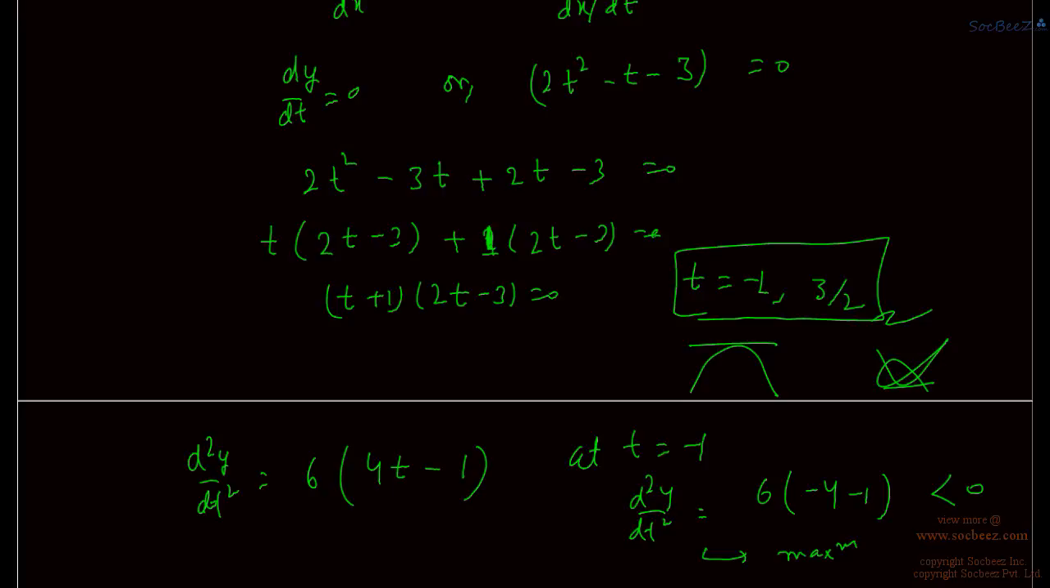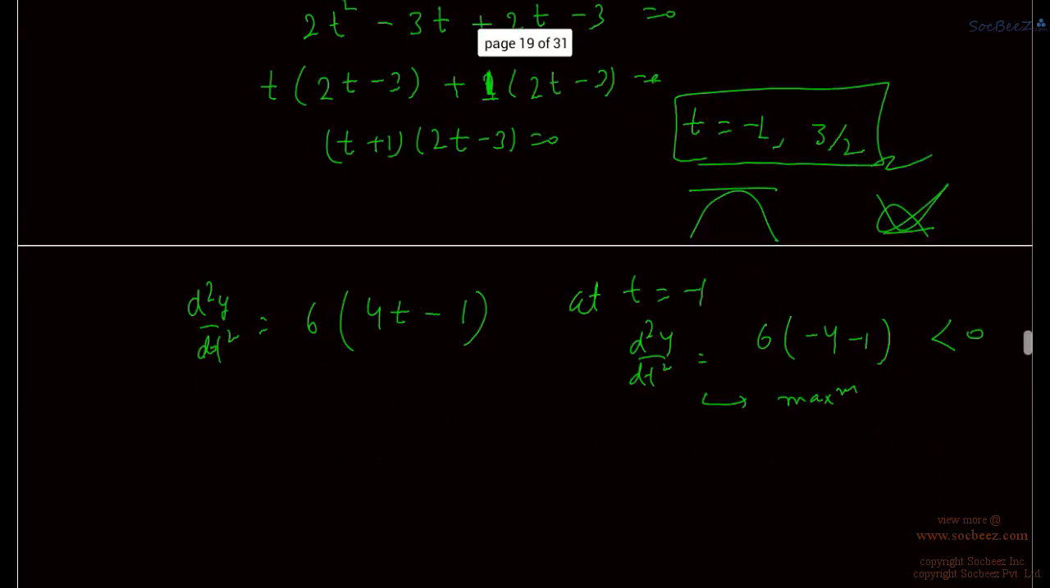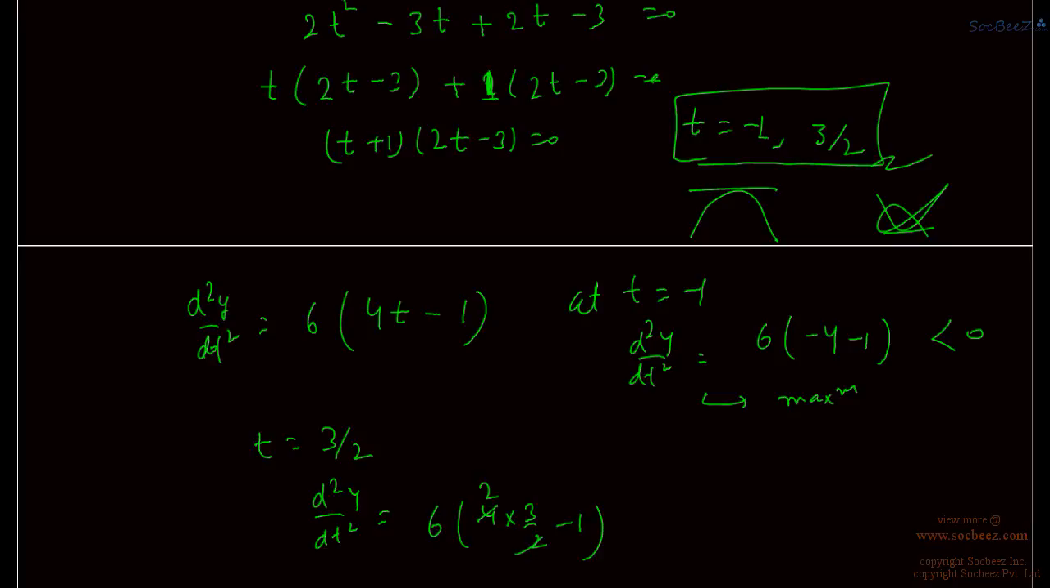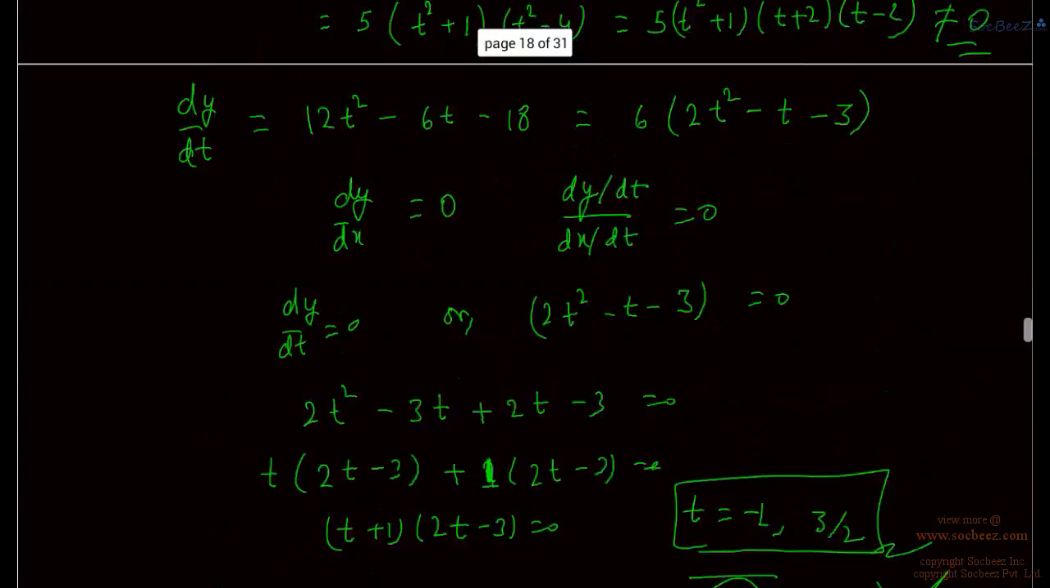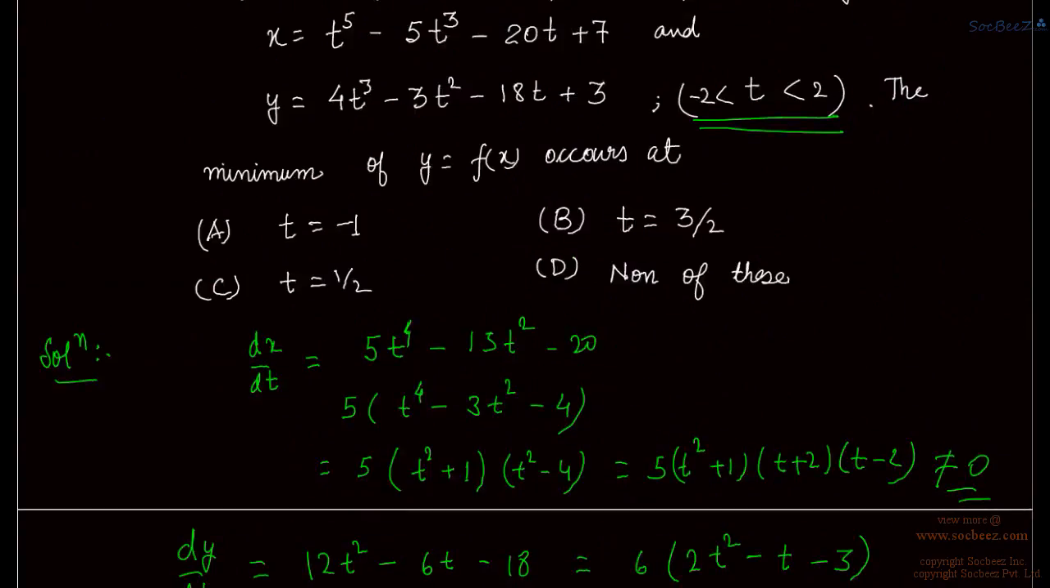And for t equal to 3 by 2, we have d2y upon dt square as 6 times 4 into 3 by 2 minus 1, which is 6 times 5, which is equal to 30, that is greater than 0. So we have a minimum at this point. So from this double derivative test, we have checked that at t equal to 3 by 2 we are getting the minimum. So from here option B is correct, okay?